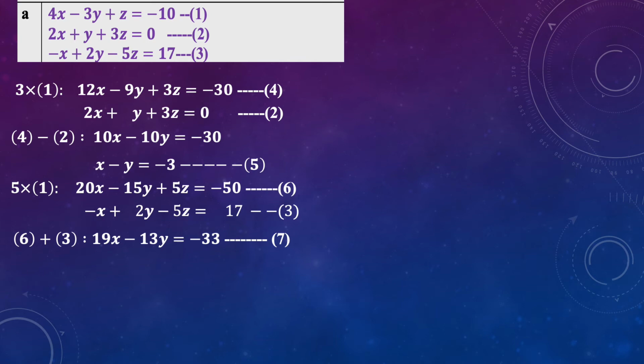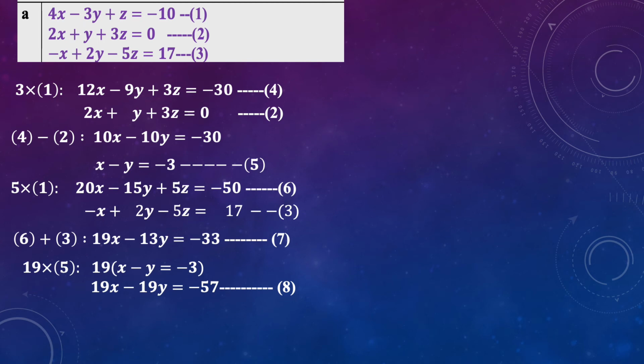Then we need to eliminate again one of the variables from 5 and 7. So in 5 and 7, you'll notice that for x and y the coefficients are not equal. So I want to eliminate the x variable from 5 and 7. Therefore, I have to multiply equation number 5 by 19. So you'll get this: 19x minus 19y equals negative 57.